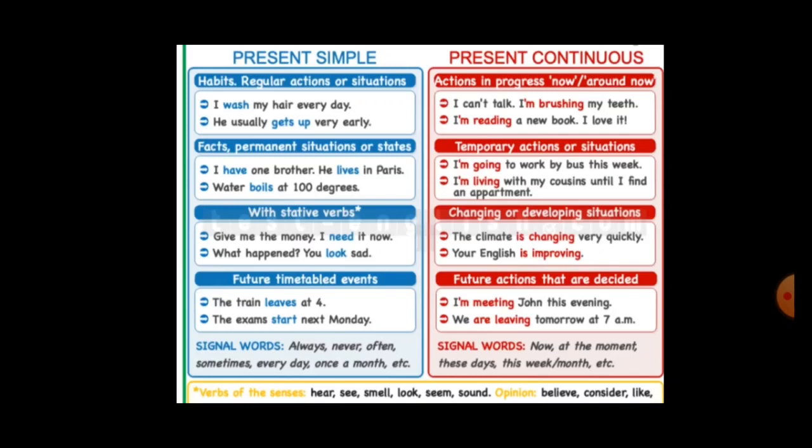Now let's see some signal words. Signal words are words which show that the tense will be simple present, like always, never, often, sometimes, every day, once a month, etc. And in present continuous, the signal words are now, at the moment, these days, this week or month, etc. We'll talk about more in the next slide.